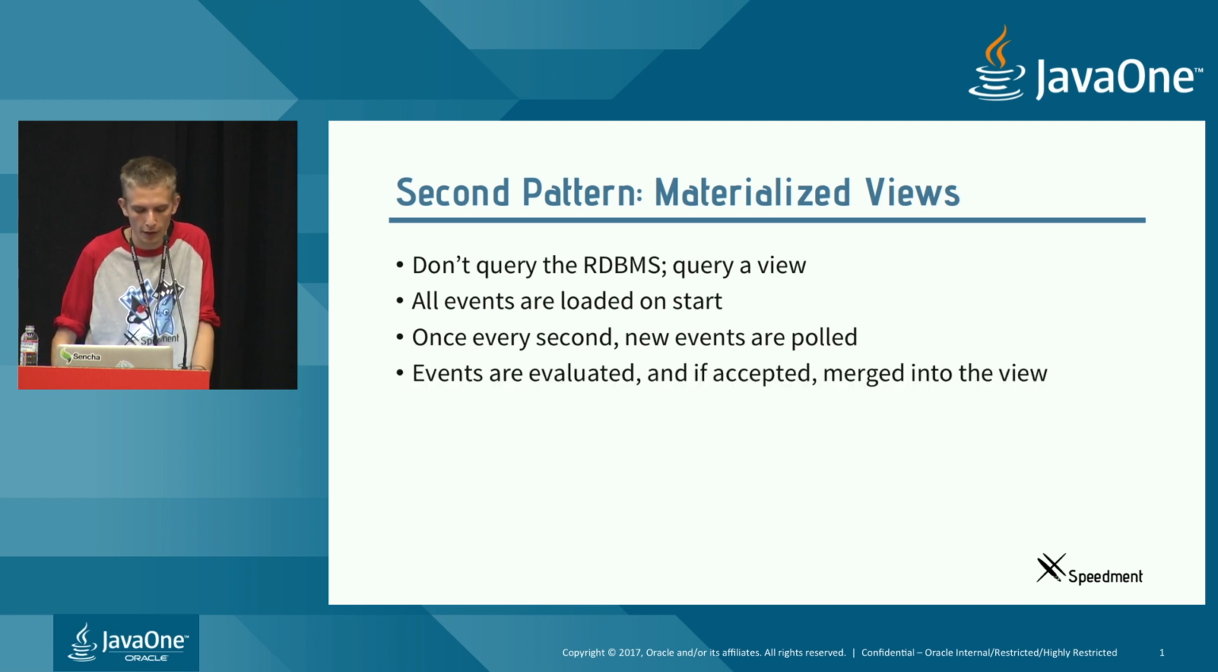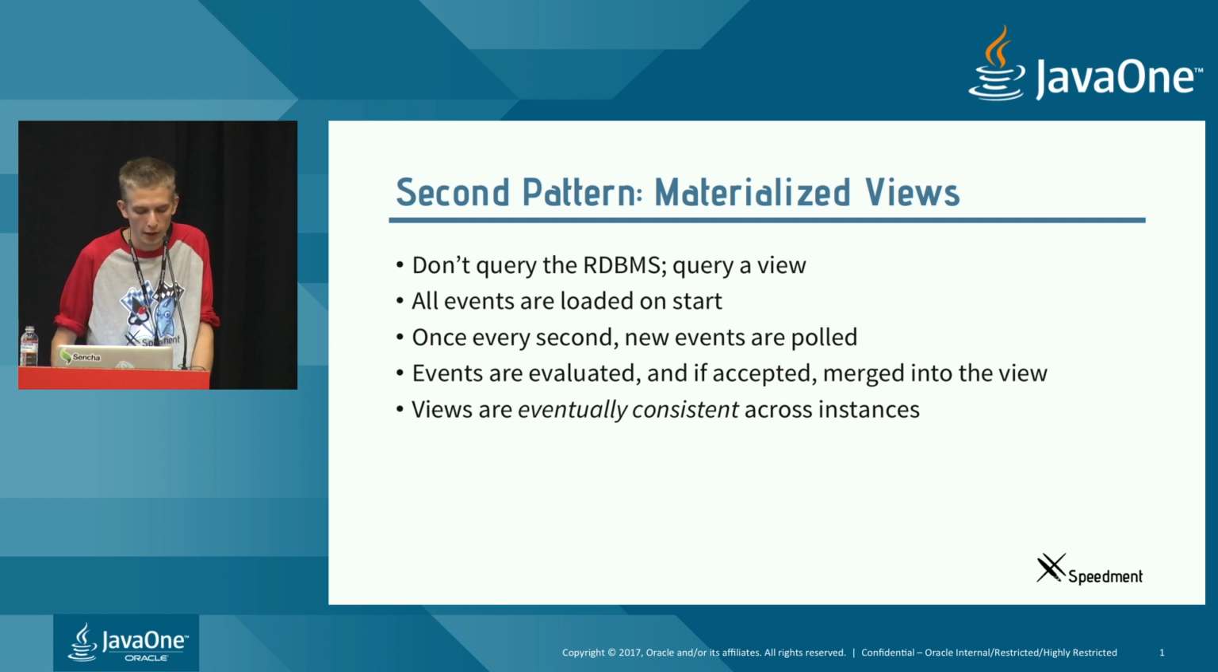So when events are evaluated, if they're accepted, they are merged into the view. It means that the materialized view service has to have all the rules regarding what to expect from an event. It has to be able to evaluate that. And that's the one thing that's a bit tricky to get right with this kind of design, because the rule set tends to change, and you have to be careful when you change it to make sure that you're not affecting previous events.